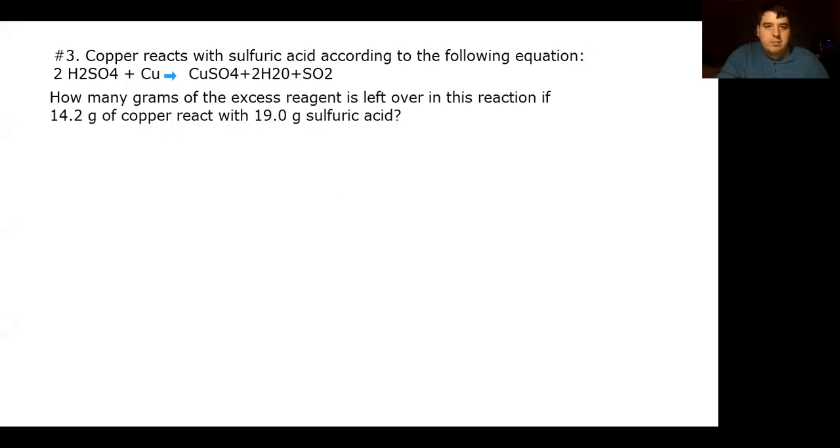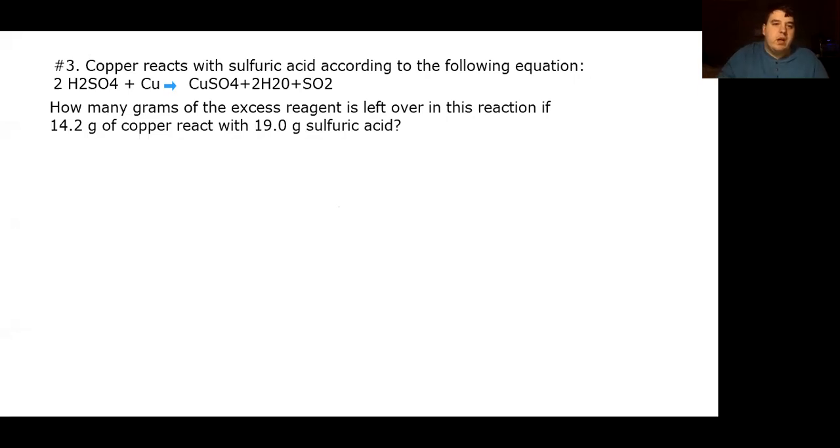Okay, so this is problem number 3 for the bonus problems for exam 2. And what the question is asking us is copper reacts with sulfuric acid according to the following equation. So we see we get 2 moles of sulfuric acid plus 1 mole of copper. And when we react that together, we get a reaction producing products of 1 mole of copper sulfate plus 2 moles of water plus 1 mole of sulfur dioxide.